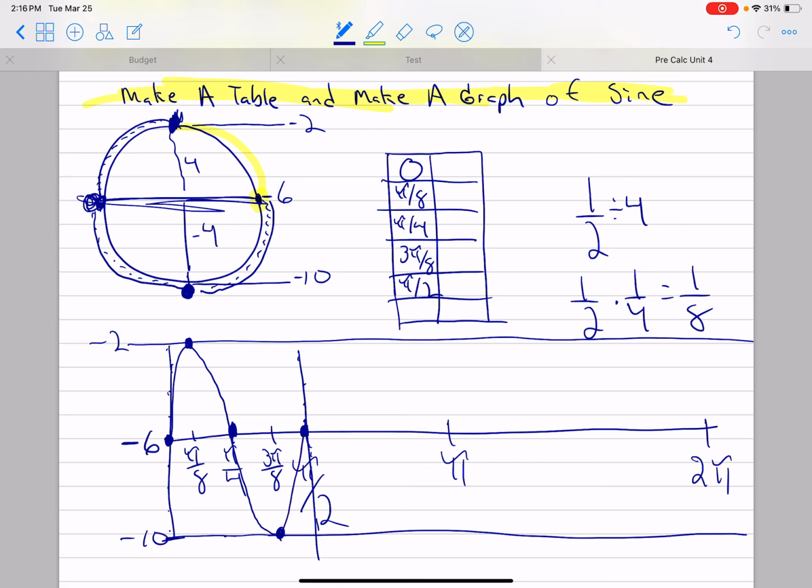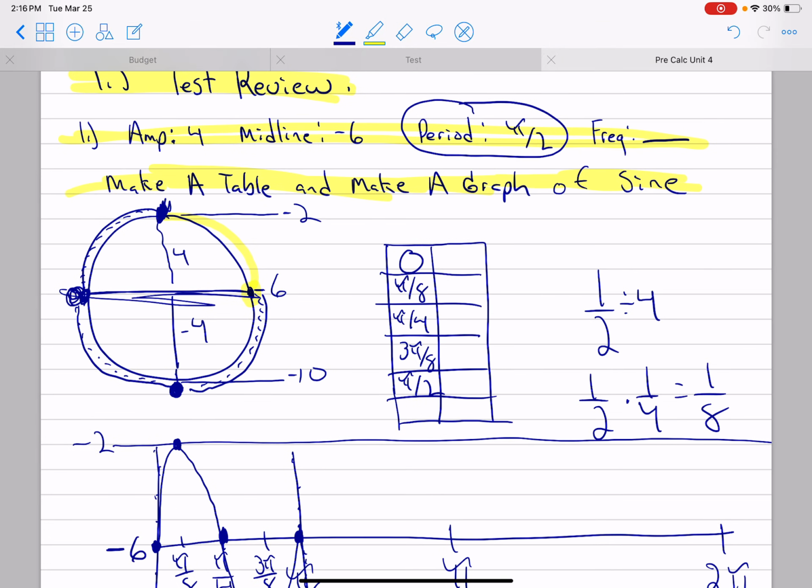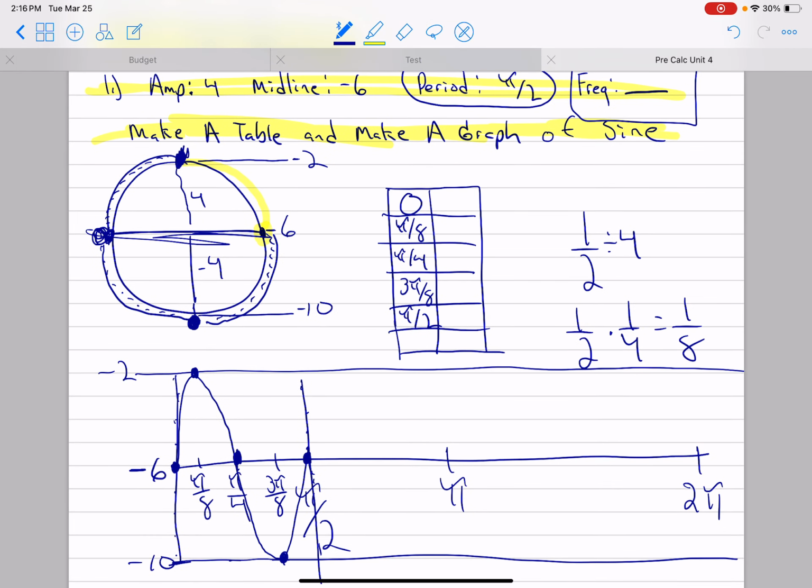So I drew my sine wave. It looks right. Everything is feeling good. I think my last question is, well, what is my frequency? And again, the frequency is how many of these fit into pi?